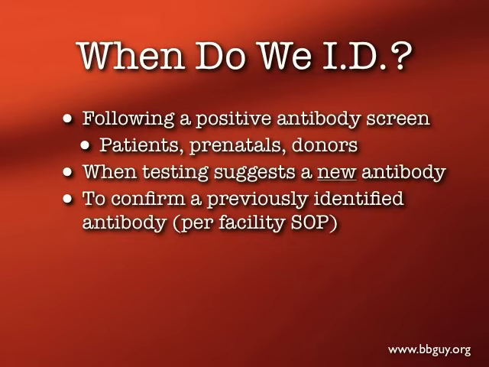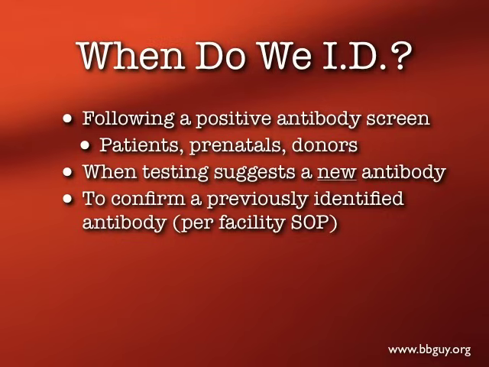All right. So when do we do an antibody identification? There are really only a very few situations, surprisingly. Obviously, following a positive antibody screen or a positive antibody detection test, we will do an antibody identification. That includes if the antibody screen is positive for a patient, on a prenatal visit for a pregnant mom, or for a blood donor.